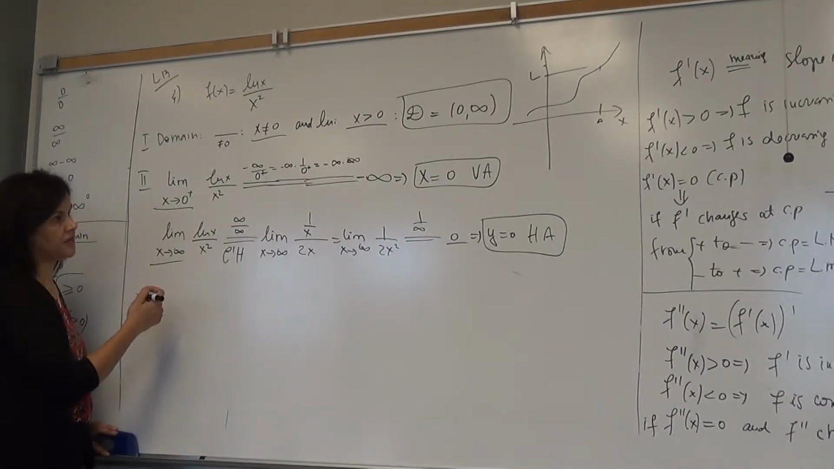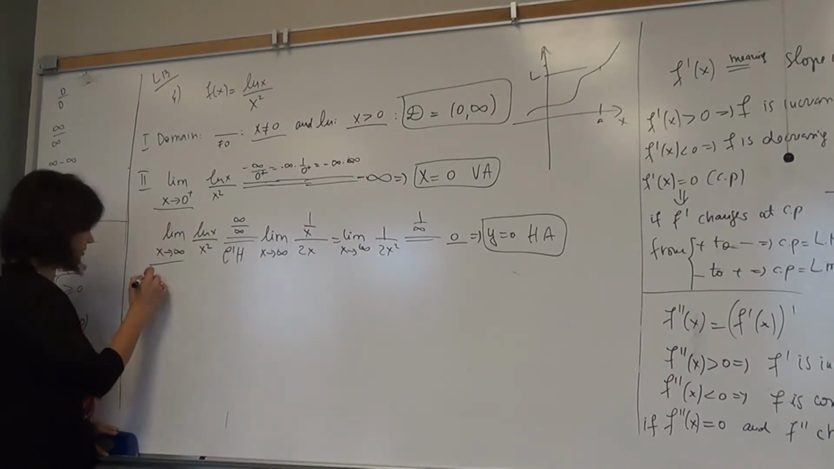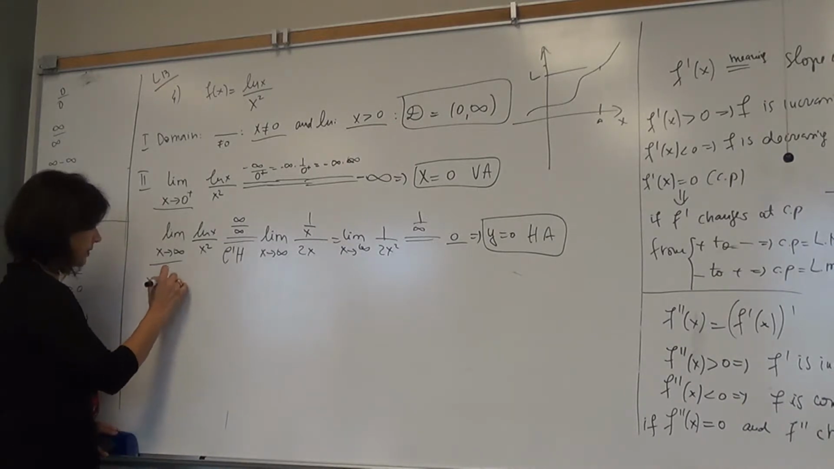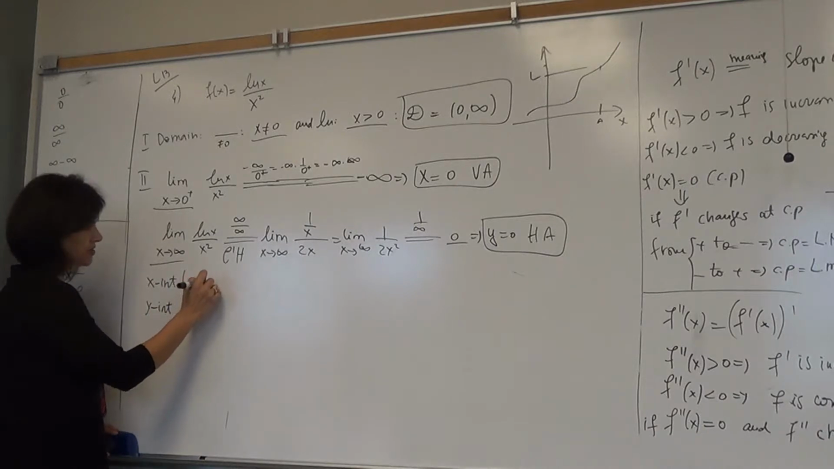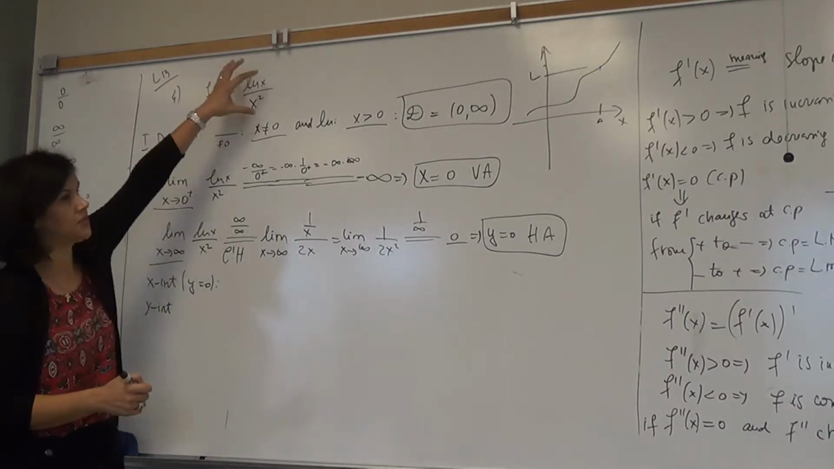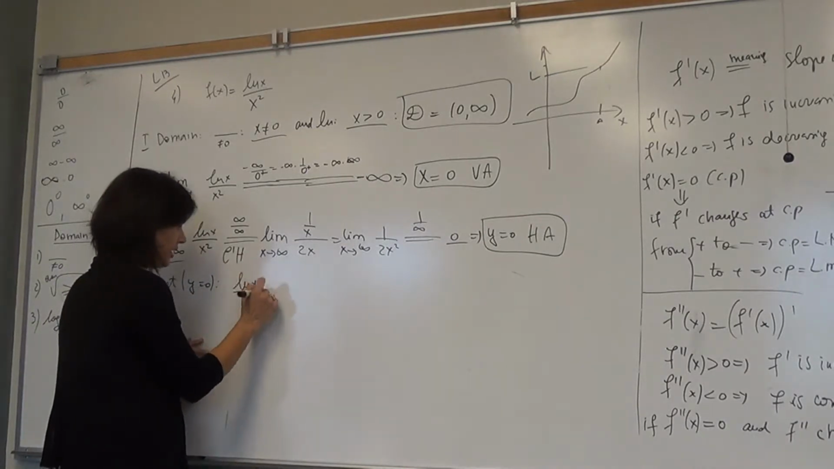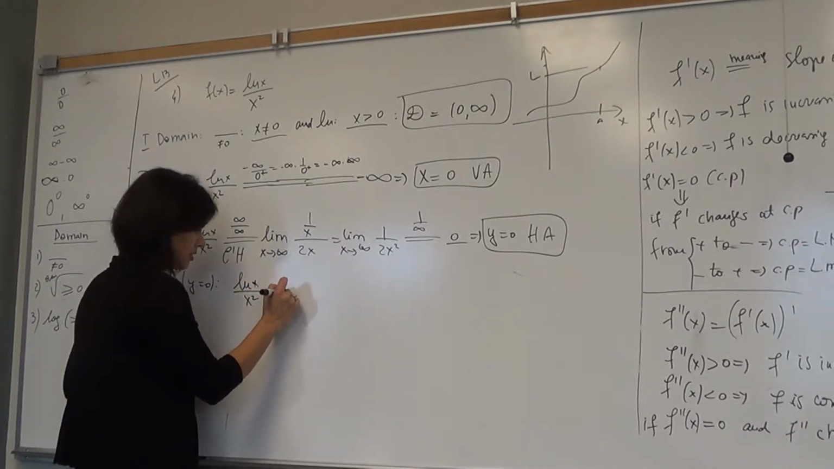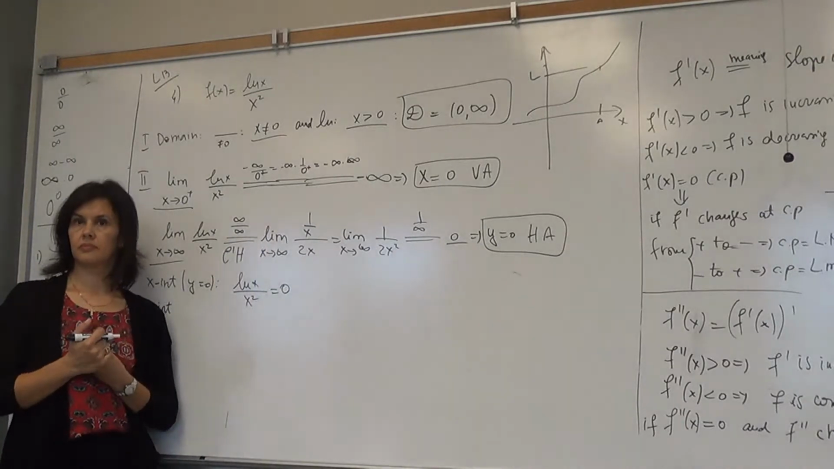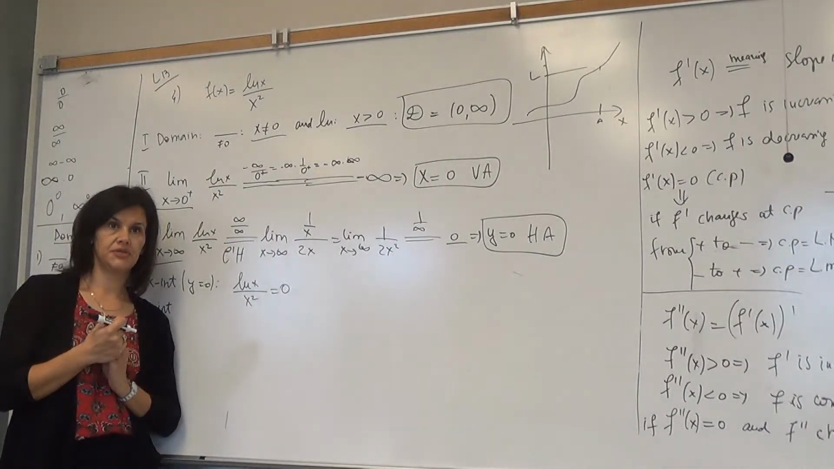Let's see where the graph intersects the x-axis and the y-axis. So those will be the x-intercept and y-intercept. X-intercept means y equals 0. You set up y equals 0, which means this one is 0. So when is ln of x over x squared equal to 0? When is a fraction 0?